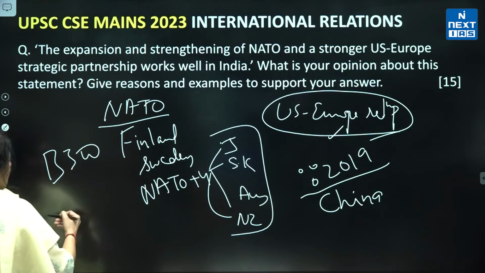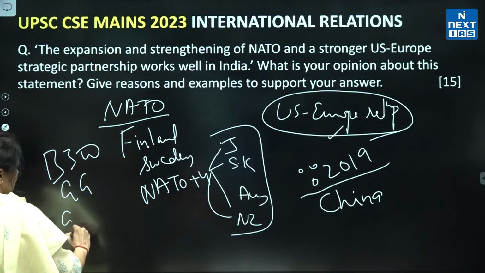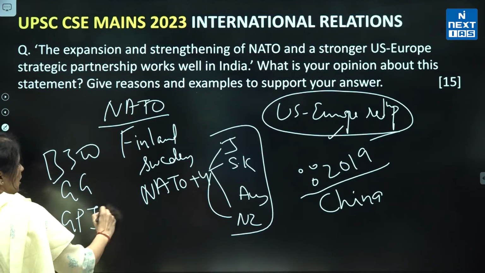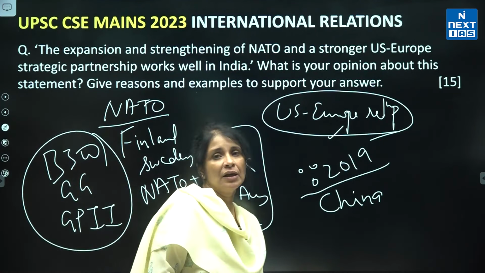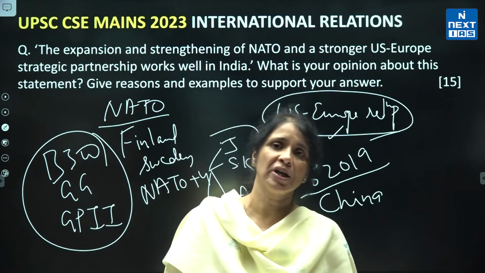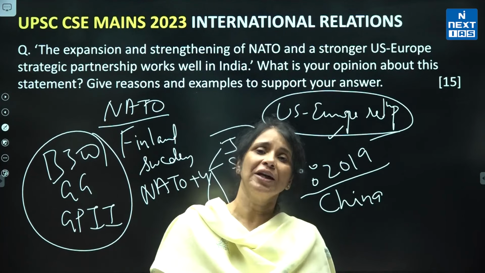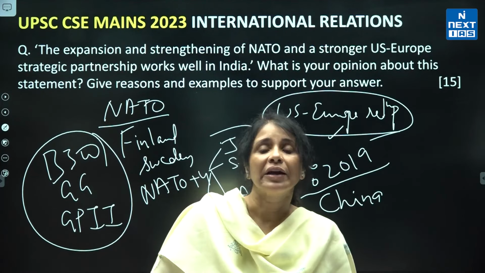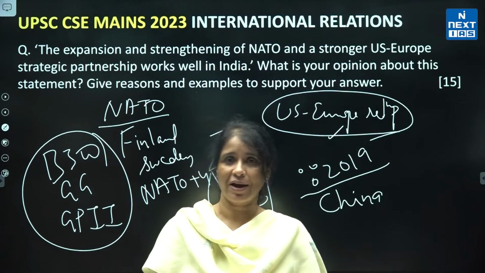B3W is there. Then we have Global Gateway also there. Then we have Global Partnership in Infrastructure and Investment. So all these, if you look at the alternate that the West is promoting here, all of them are saying that India is an important partner in their Indo-Pacific strategy. So that is definitely going to benefit India to counter China here.